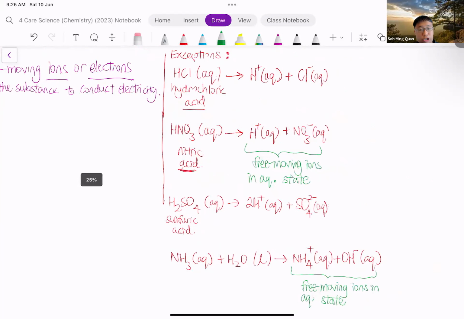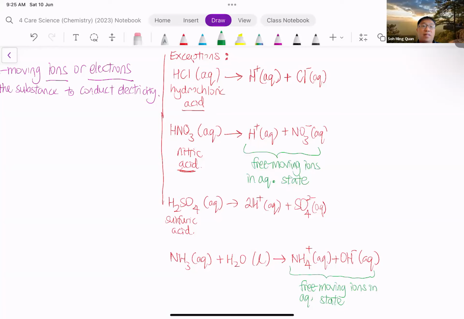So these are the exceptions. The acidic substances and the alkaline substances are able to produce ions when they are dissolved in water. So these will have free moving ions in the aqueous state only, which will allow them to conduct electricity. Please try to remember these exceptions and be aware of this because this links very well to the chapter on acids and bases as well.